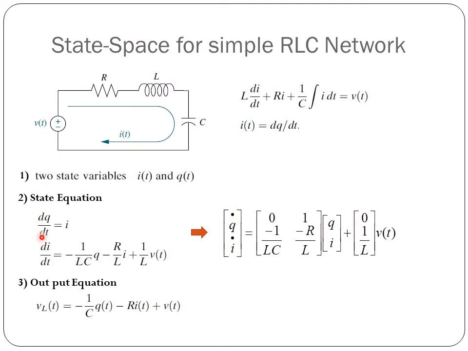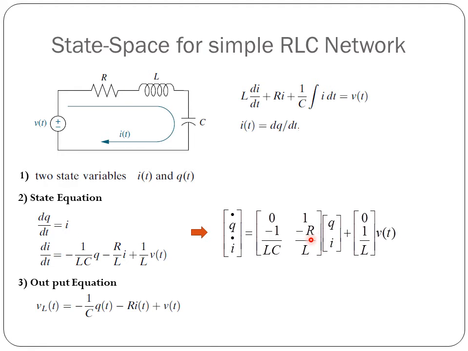Here, Q dot means dq by dt, and dq by dt is nothing but I. So you can see that this equation appears in this matrix format. How? Q dot is equal to 0 into Q, 1 into I. We know how two matrices get multiplied: this row is dotted with this column. So Q into 0 plus I into 1 plus V into 0. In this way we can see that this Q dot equation appears from this equation, and there is no other term, just I.